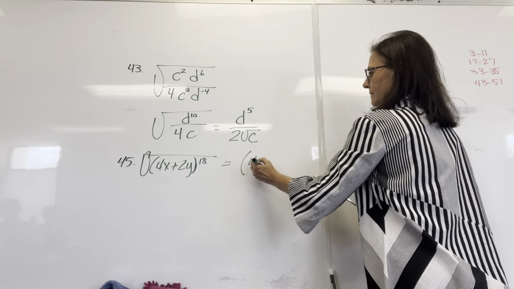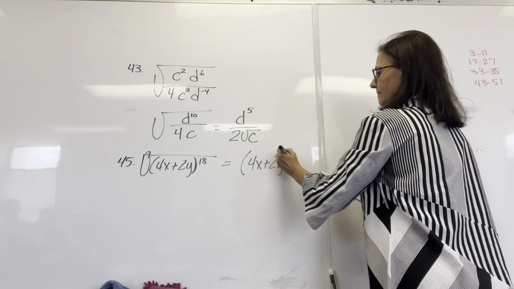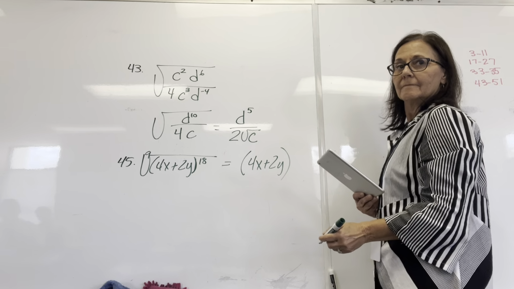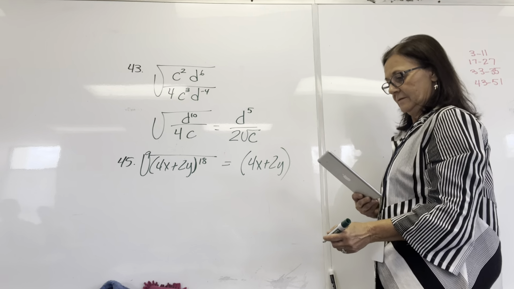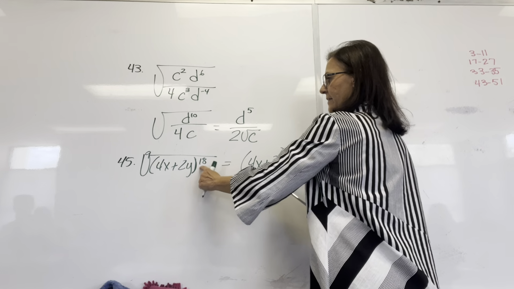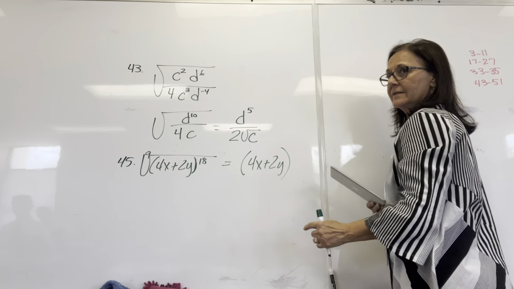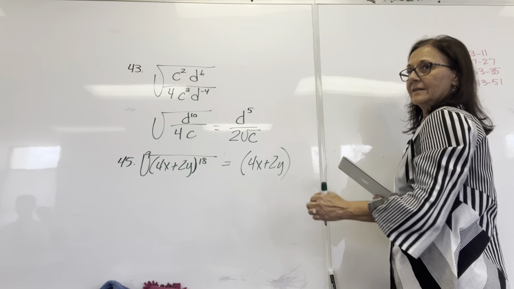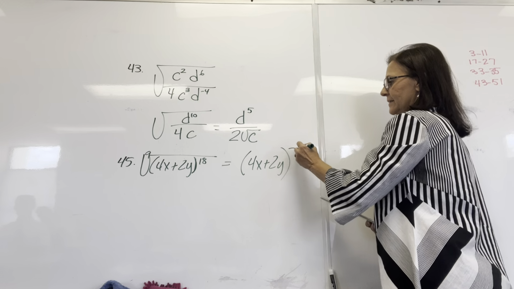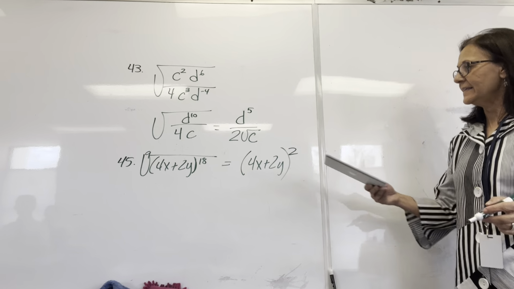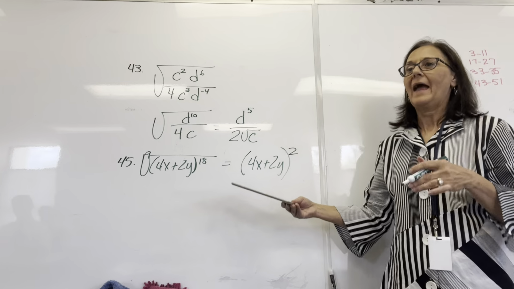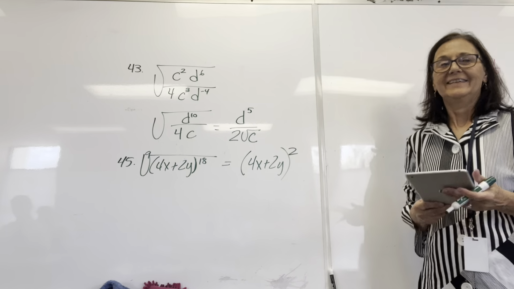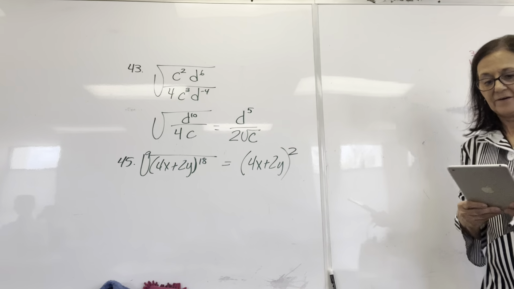We're supposed to write out the whole thing. 4x plus 2y and 10 over 1 over 9. Then that raised to the 1 over 9. That's 18 over 9, which is 2. It's just that square.